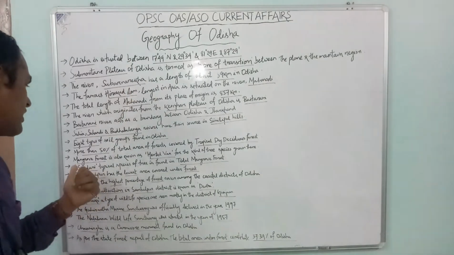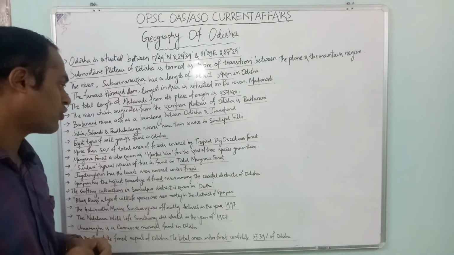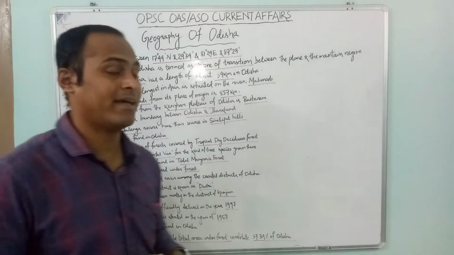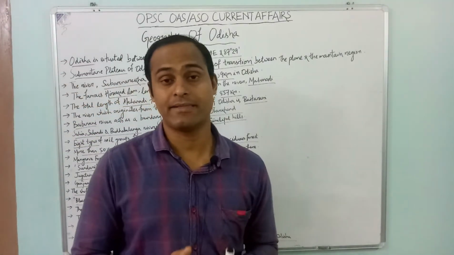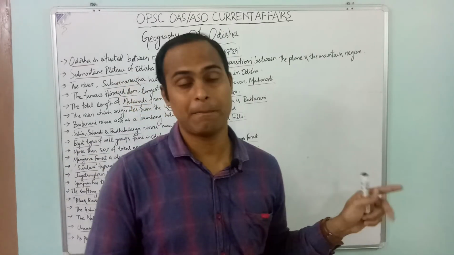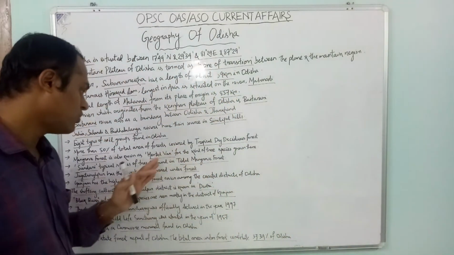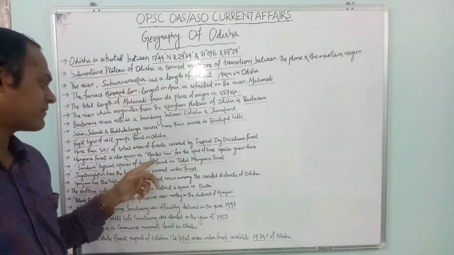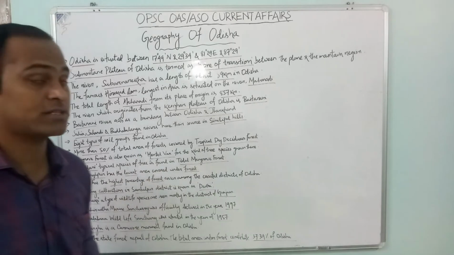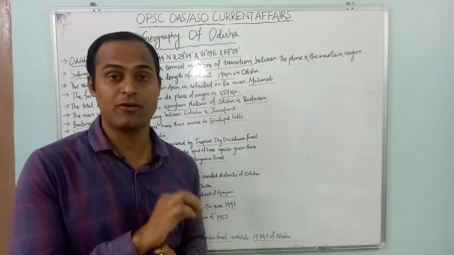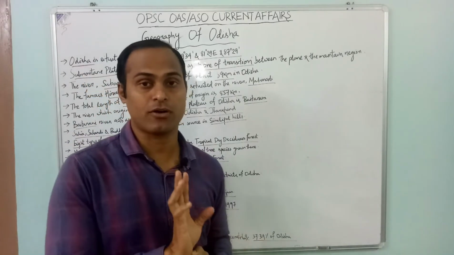Then coming to the next one, mangrove forest is also known as Hintal Ban, for the kind of tree species grown there. Mangrove forests are called Hintal Ban because of the kind of trees grown in this area. You need to know. Then Sundari is a typical species of tree found in tidal mangrove forest.